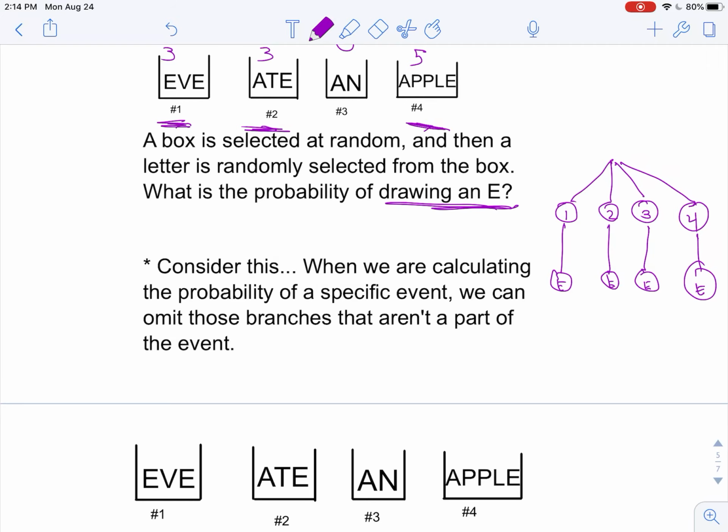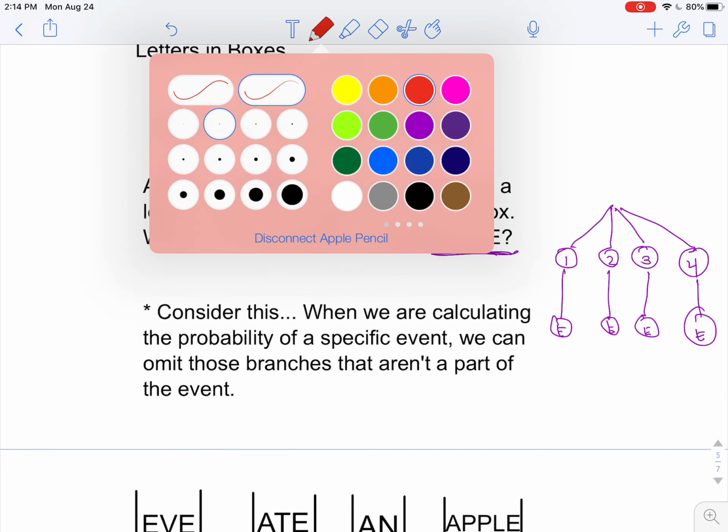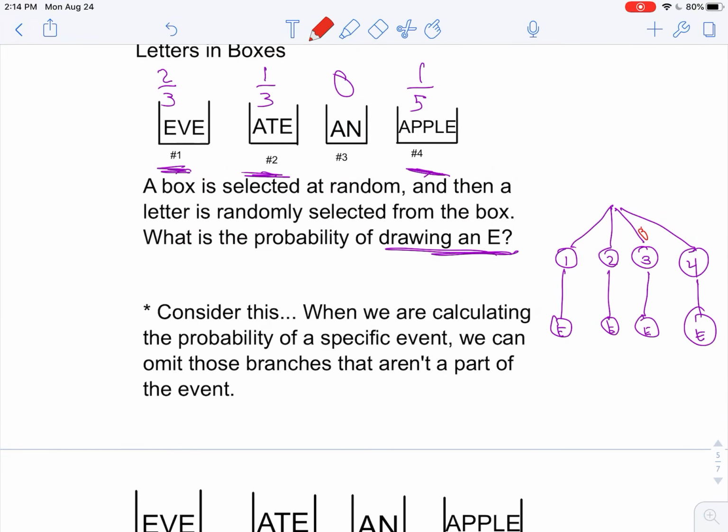Now, of course, we've already said box 3 is 0. It's a 1 in 4 chance I selected box 3, but 0 chance I can draw an E out of it. So I know that probability is 0. The rest of these, if each box had an equal chance, 1/4 times 2/3 is going to be 1/6. 1/4 times 1/3 is going to be 1/12. And 1/4 times 1/5 is going to be 1/20.